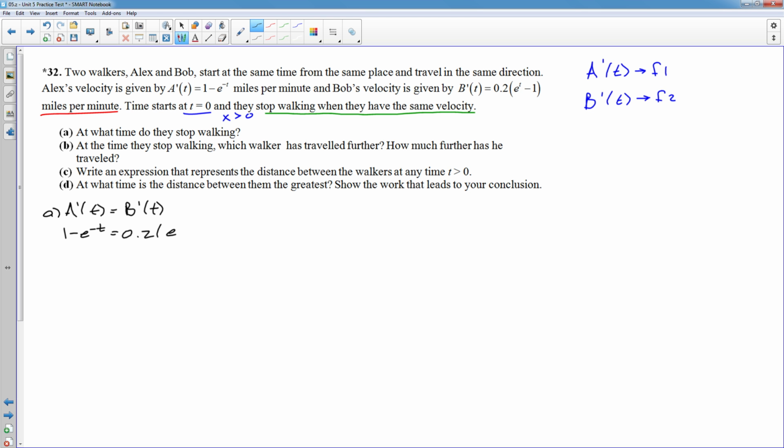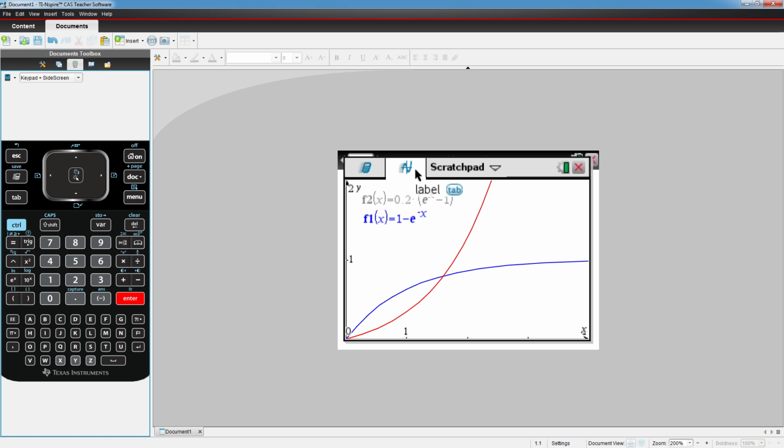E to the t minus 1. And the reason you didn't have to write the actual equations, as opposed to the names of them like A prime and B prime, is because this is a calculator equation. You're not going to have to solve this by hand. And there is the graph. You can see each one of them. These two graphs are equal at the origin, which makes sense because it said they started at the same time with the same velocity at the same place. But this intersection right here will be when they stop walking.